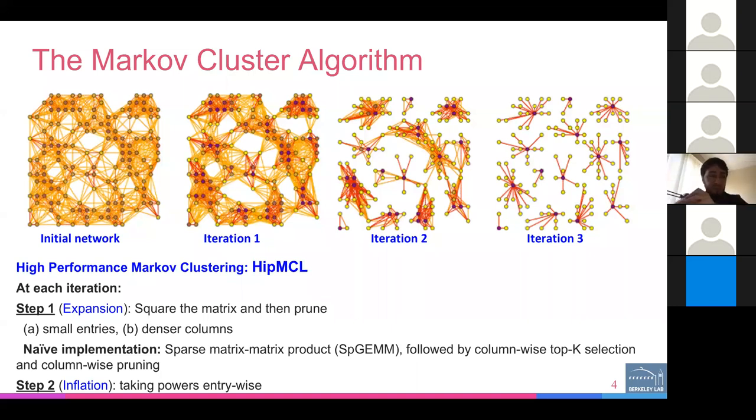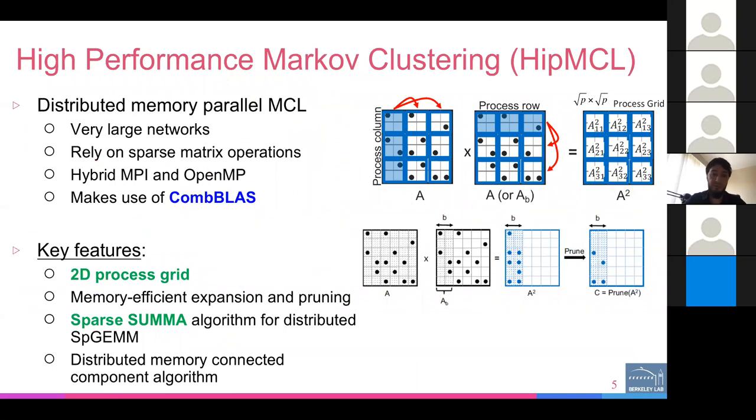And it also determines the granularity of the clusters. We inflate because the flow should be easier within dense regions than across sparse boundaries. This can also be expressed through linear algebra. It's just an element-wise operation on the entries of the matrix.